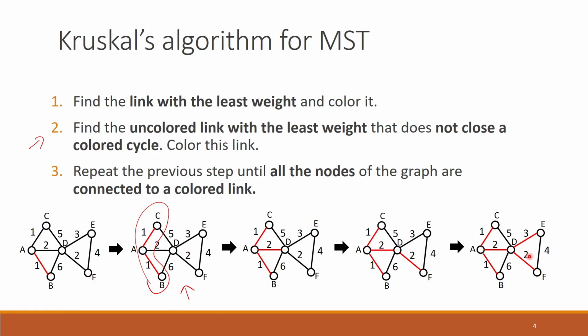So here you can see that we do not have any cycle so far, which is good. Now every node of this network is connected to a colored link. So you can see that every one of these 6 nodes is connected to a colored link. So this red colored portion that you obtained is the minimum spanning tree here.